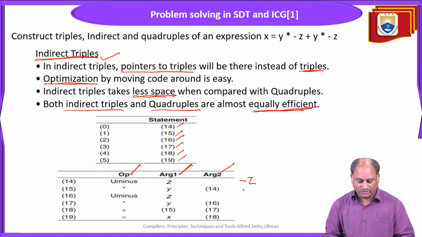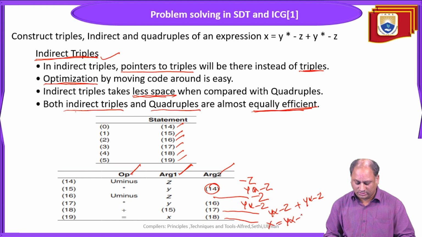And the 14 statement, what is the result which we got? That is minus z, y star minus z. Again this one gives minus z. Again we get y star minus z. So here we are performing 15 plus 17. 15 plus 17 means y star minus z plus y star minus z. And finally x is assigned. So x equal to y star minus z plus y star minus z.